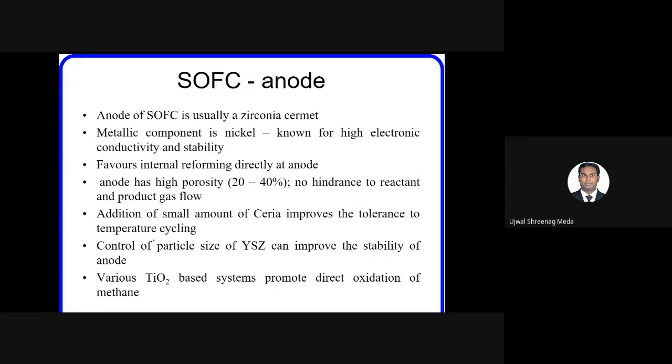Coming to the electrodes, let's start with the anode. Usually these electrodes are cermets. Have you ever heard of this word cermet? Do any of you know what this is?